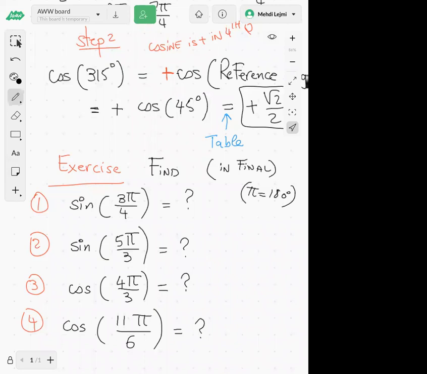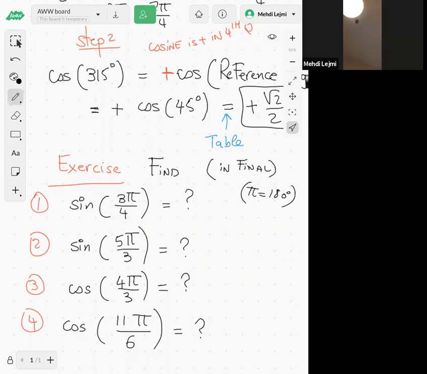Do we have to do the whole process of finding the reference angle, like show all the work? Yes, please. I guess that's the point. Yeah, that's the point actually.